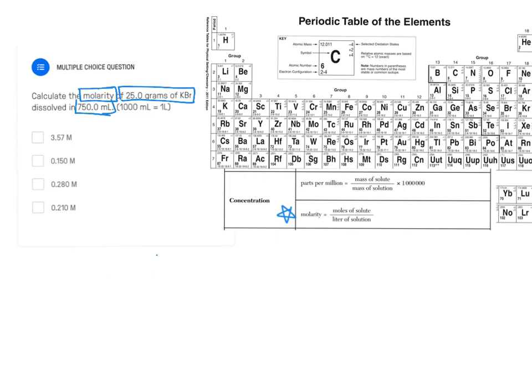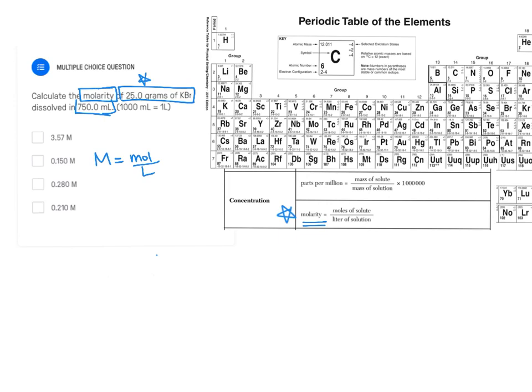All right, so we know from the reference table for calculating the concentration or the molarity, it's the moles of solute divided by the liter of solution. So I'm just going to write that here. M is equal to mol, moles per liter. All right, so now let's first find out the moles of KBr when you're given the grams of KBr.